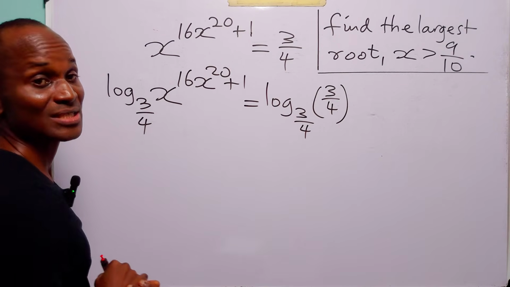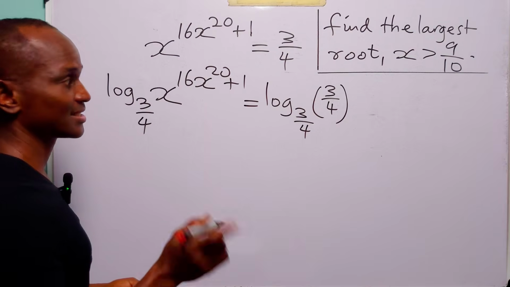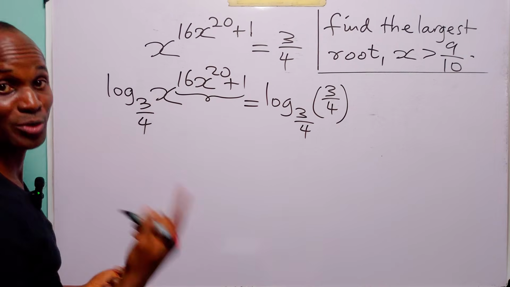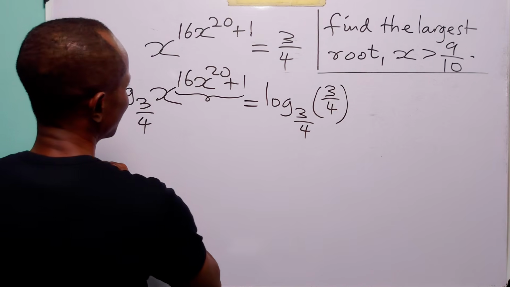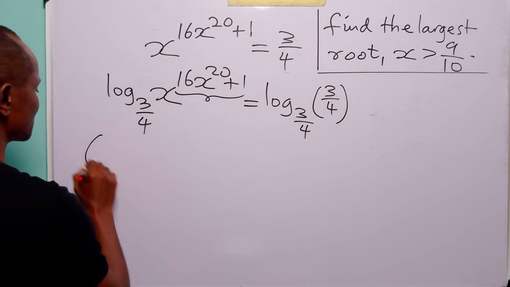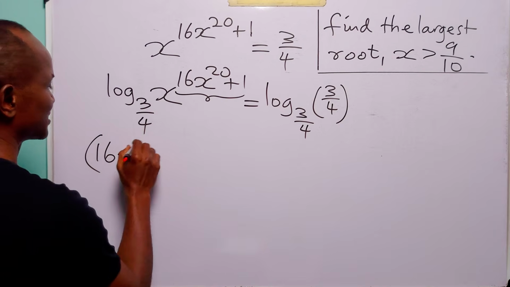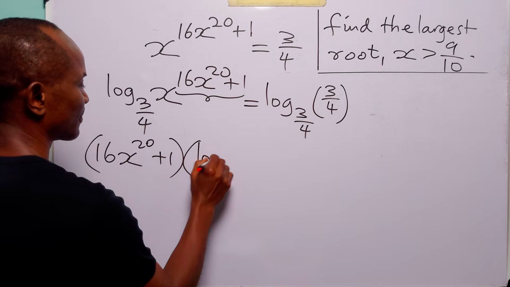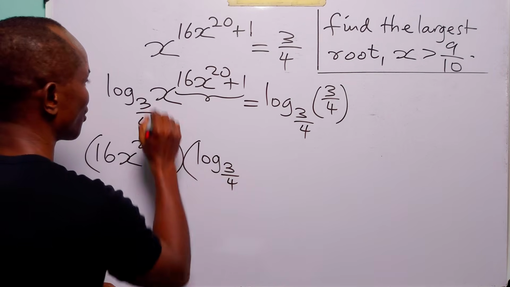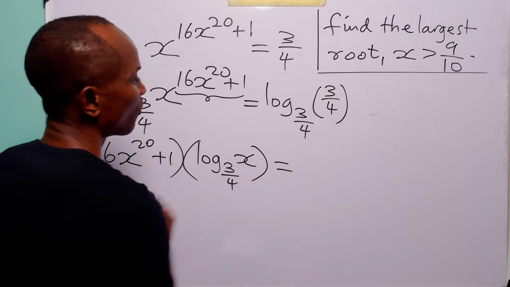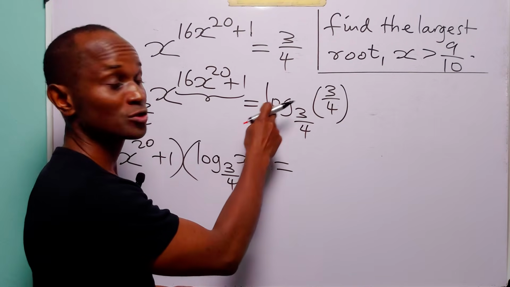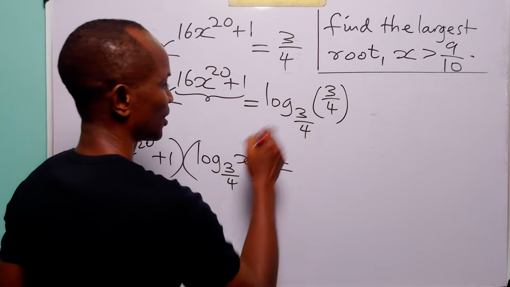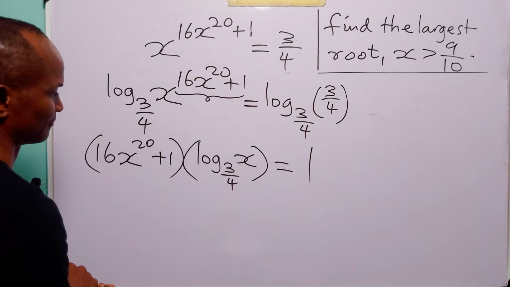On this left-hand side, let us apply the power rule of logarithms. That is the rule that says that we can bring down this exponent to the front of the log term to become a multiplier. When we apply that rule, this left-hand side becomes 16 times x to the power 20 plus 1 multiplied by log to base 3 over 4 of x is equal to. Now, remember that log to base 3 over 4 of 3 over 4 is equal to 1. So on the right-hand side, we simply have 1.